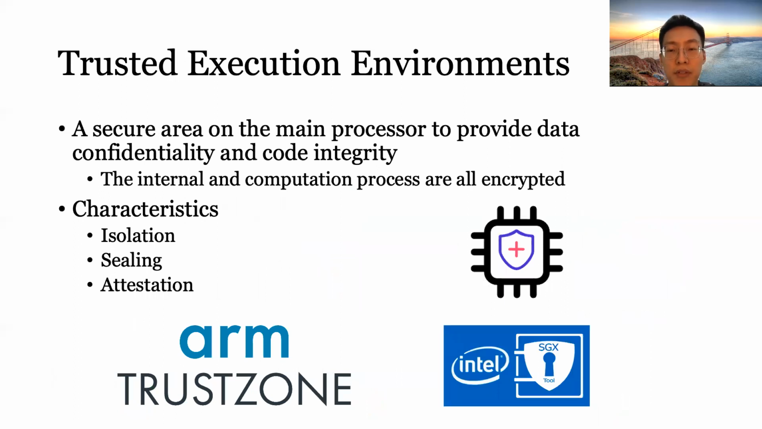A trusted execution environment is a secure area on the main processor to provide data and code confidentiality. The computation process and data are all encrypted. TEEs can guarantee computation isolation, data sealing, and remote attestation. Isolation means the code and data inside the enclave's protected memory cannot be read or modified by any external process. Data sealing means the data in the untrusted host is encrypted and authorized by a hardware-resident key. Attestation provides an unforgeable report attesting to the code and data.